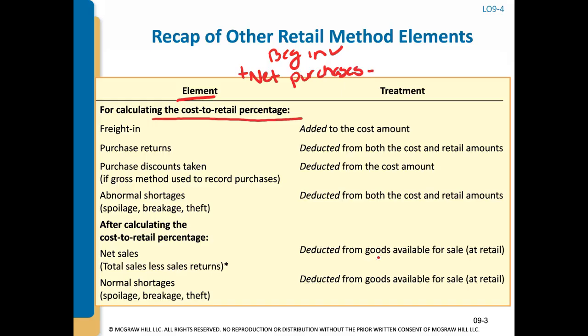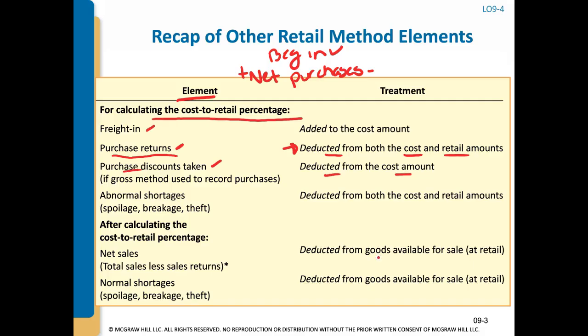chapters. The net purchases are our purchases, right? Our company buys inventory, but sometimes we have to return purchases, or we have discounts taken on the purchases, and those are going to be treated differently depending on what it is. If it's a purchase return, you will show a deduction from both the cost and retail columns, versus a purchase discount, which is just a reduction in the cost column.